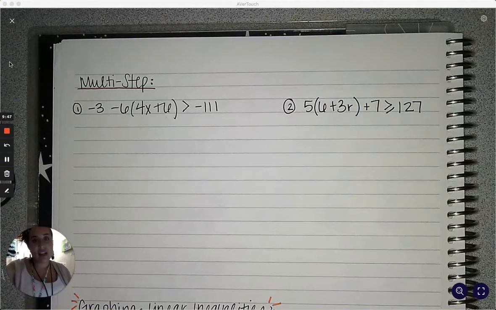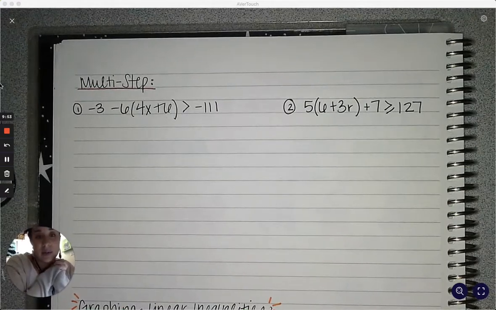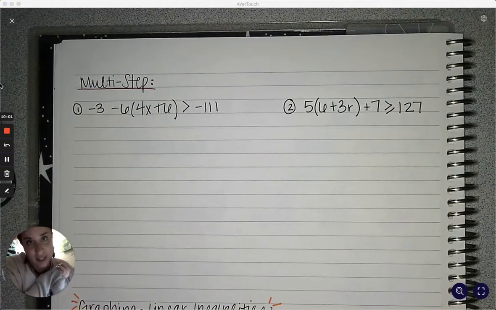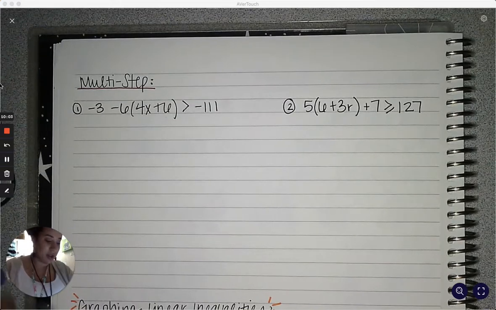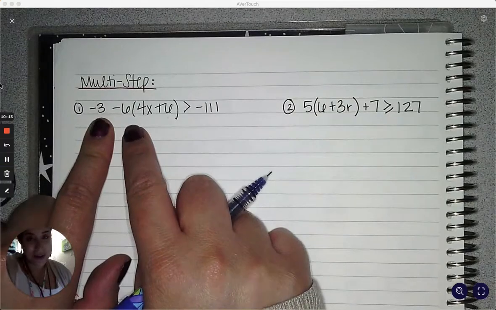All right, and the last two examples I have for you are multi-step inequalities. So we're going to do multiple steps to get our variable by itself. Let me switch to a smaller pen because I don't want to take up too much room. Okay, so it's written exactly the way I know you guys love it.